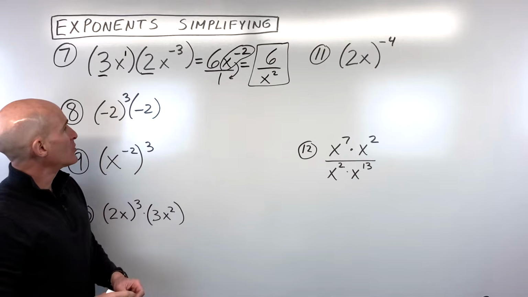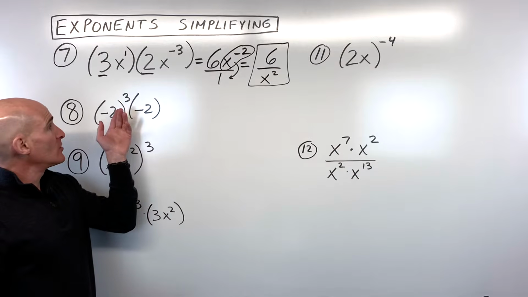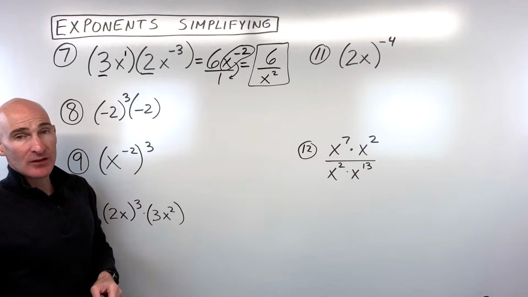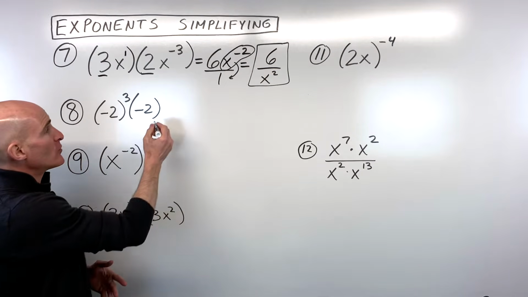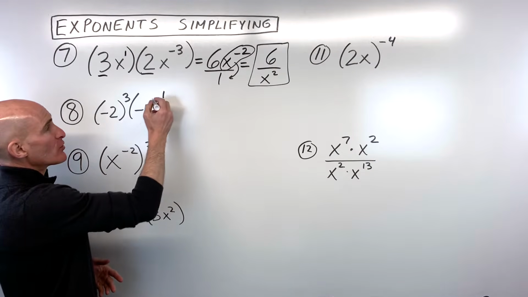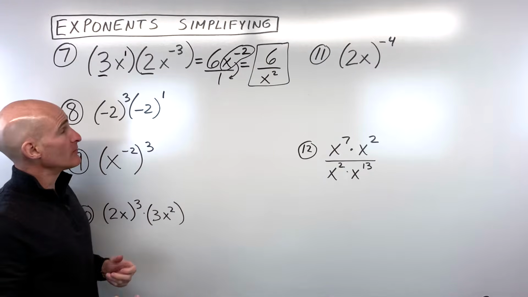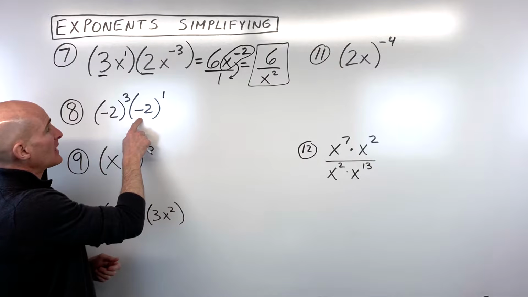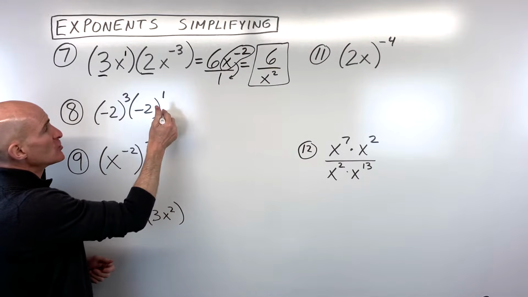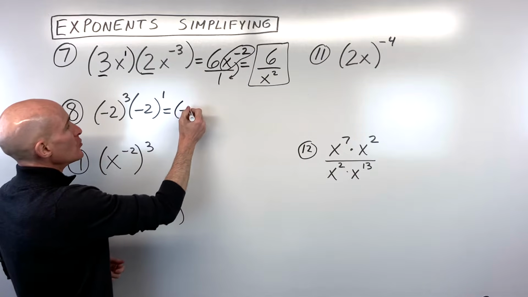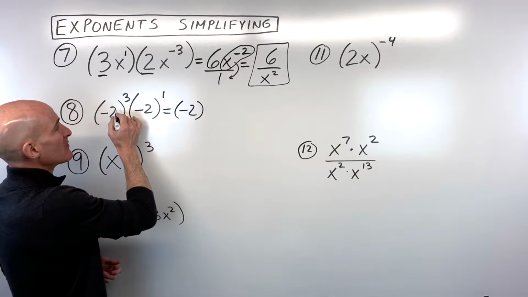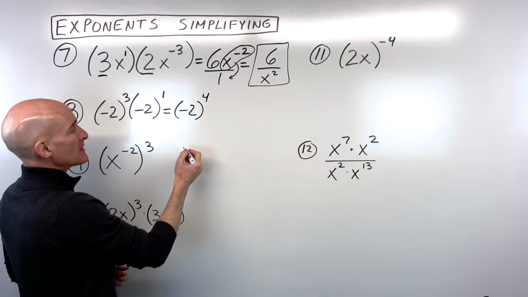Okay, for number 8, what'd you get for this one? Negative 2, the quantity cubed, times negative 2. Again, if you don't see the exponent, you can always put a 1 in there, because there's only one of them. And when you multiply and you have the same base, what do you do to the exponents? You add them, because we've got 3 of these, 1 of these, we've got 4 of these.